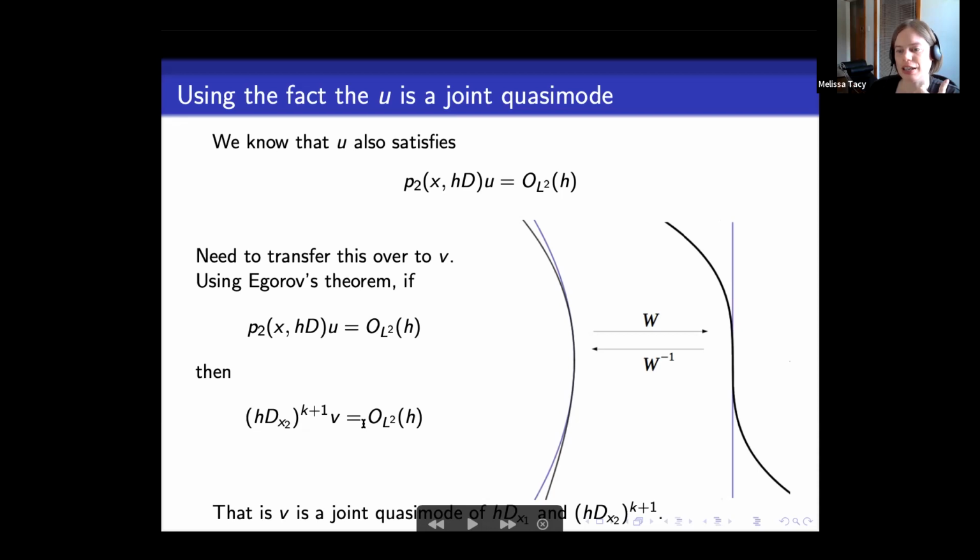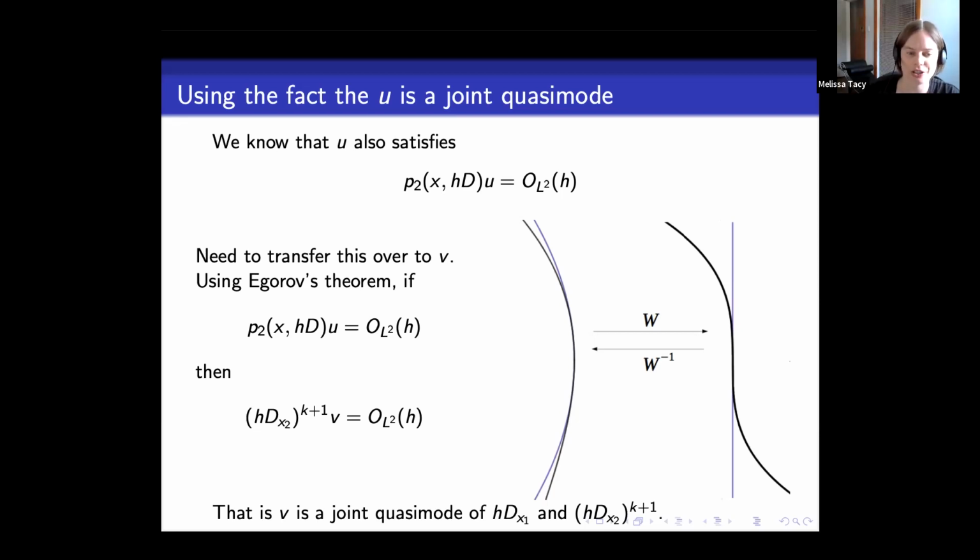And what you find is that maybe you don't get a good equation for the black line, but what you find is that the order of contact is preserved. So if these two curves have contact order K over here, and I apply my map W to flatten out one of the curves, I preserve my order of contact. And in fact, I can show that v is a quasimode of h dx2 to the k plus 1 of v, and its order h. So now v satisfies two constant coefficient equations.